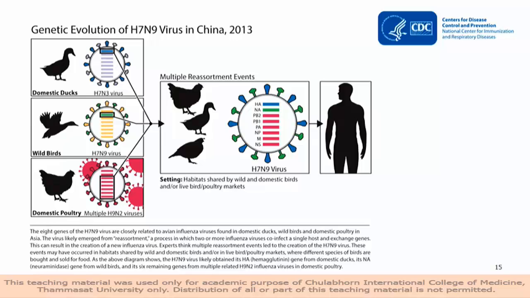This virus rarely emerged from the reassortment or antigenic shift process. H7N9 continues to cause infection and death in humans in China even in 2017. There is no solid evidence of human-to-human transmission because most of the infected people had contact with sick poultry.